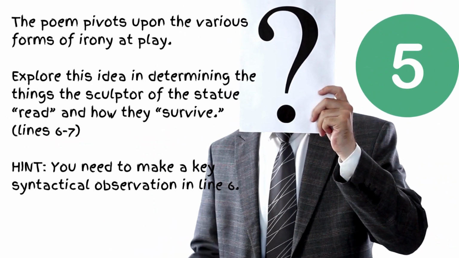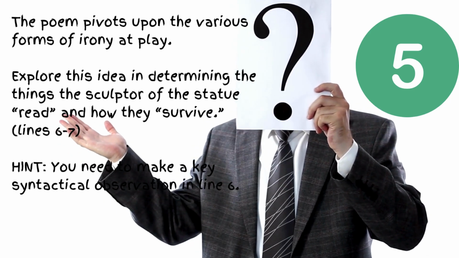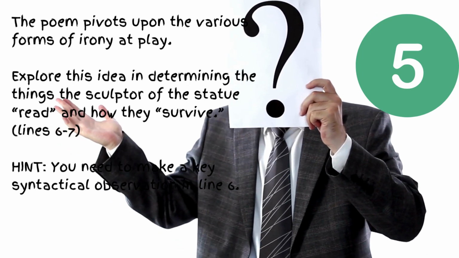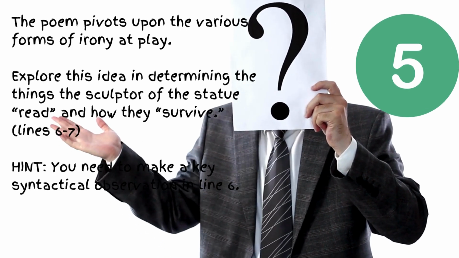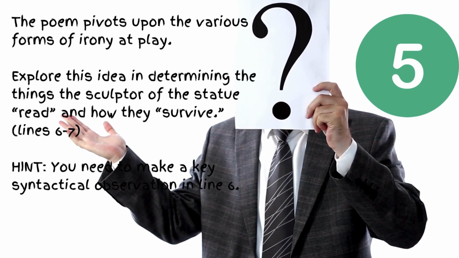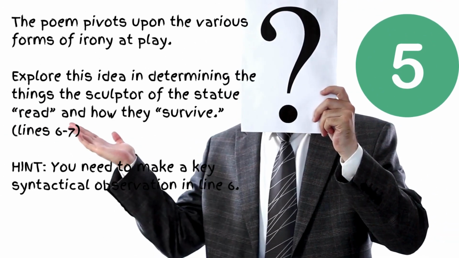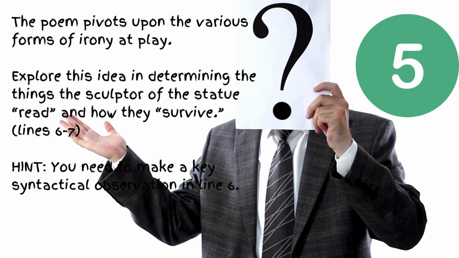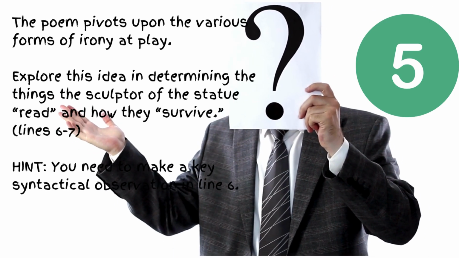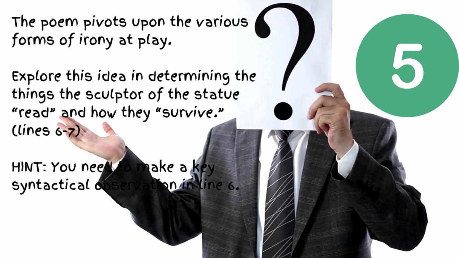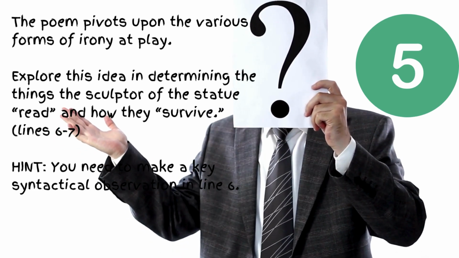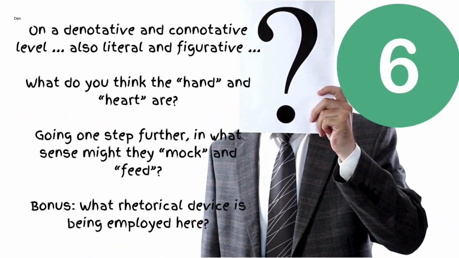Number five, the poem pivots upon the various forms of irony at play. Explore this idea in determining the things the sculptor of the statue read and how they survive. So, lines 6 through 7. And it's a hard question, and we really want to be exact with this. So, we give a hint to the kids. Hint: you need to make a key syntactical observation in line 6. So, that sixth line is some syntactical majesty there. So, have them check that out.